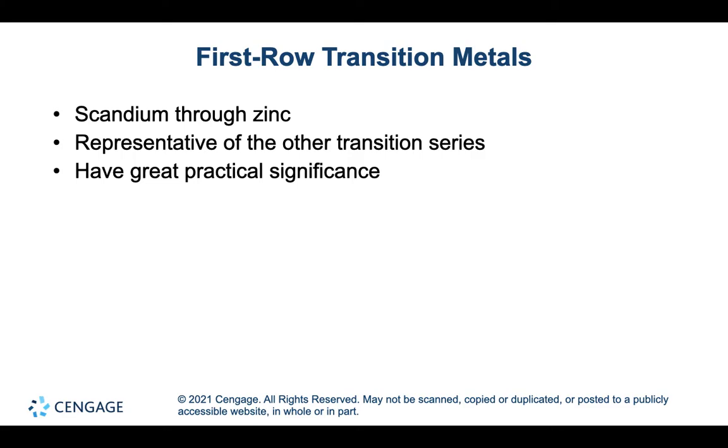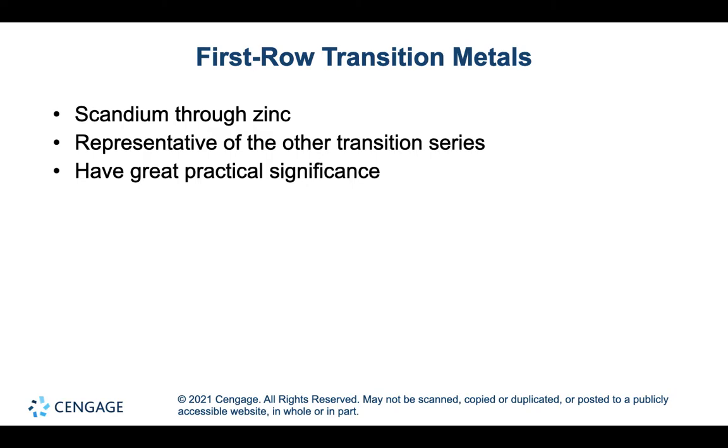And we're just doing this group, this row, this period, I guess I should say. Groups are vertical, periods are horizontal. We're doing this horizontal row or period, and we're not going to go through all the others, like the second row and the third row, but you can assume that this gives a set of examples that are typically going to be followed. In other words, these are representative of the other transition metal series.